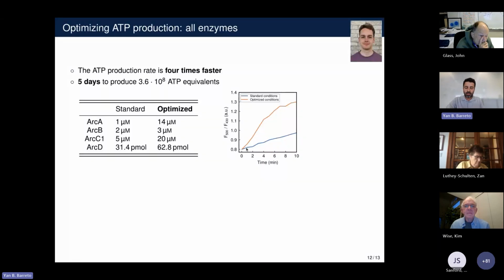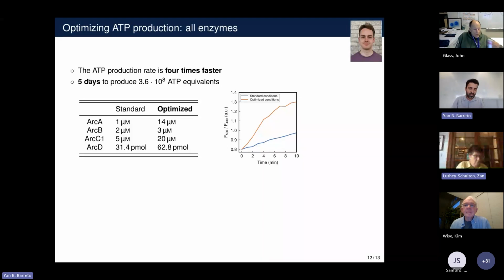And then you can compare the standard formation of ATP in blue to the optimized formation of ATP in orange, which corresponds to 4 times more ATP production, which then reduces the time to produce all the ATP equivalents back to 5 days, which is way better than, of course, 19 days as before.